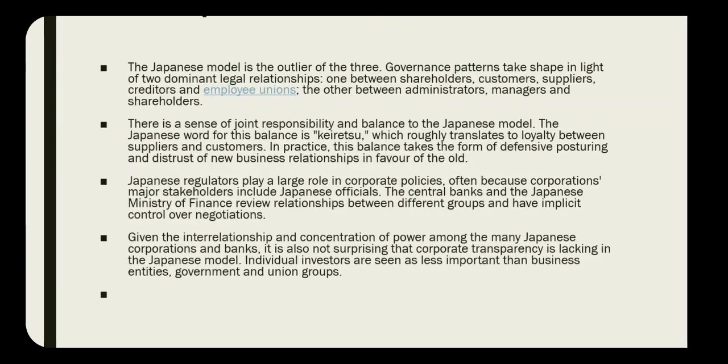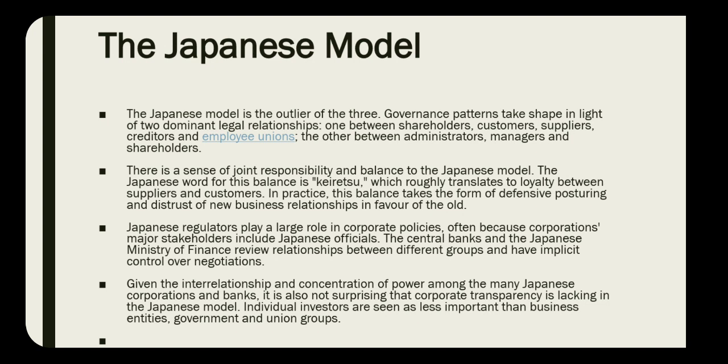So the first point here, see, the Japanese model is the outlier of the three. Governance patterns take shape in light of two dominant legal relationships: one between shareholders, customers, suppliers, creditors, and employee unions; the other between administrators, managers, and shareholders. So, see here, there is a sense of joint responsibility and balance in the Japanese model. The Japanese word for this balance is keiretsu, which roughly translates to loyalty between suppliers and customers.